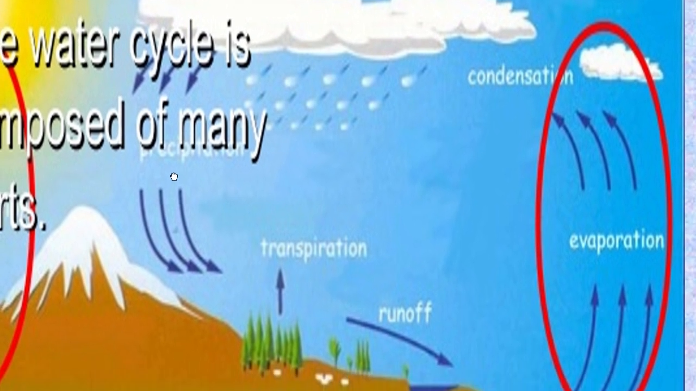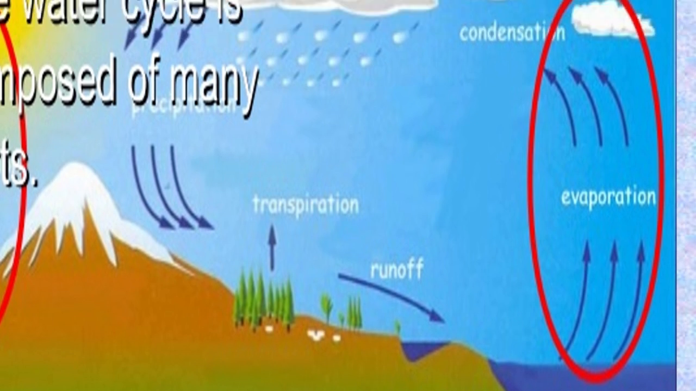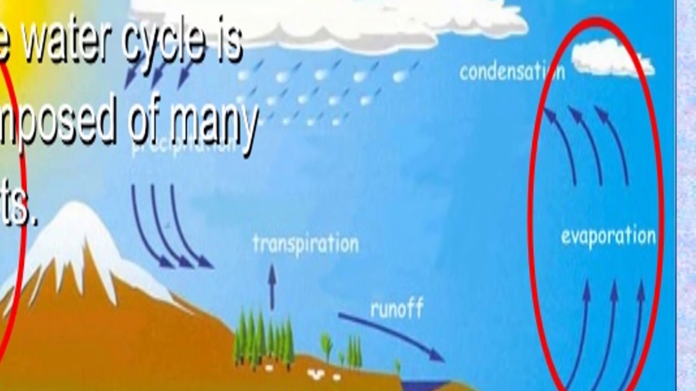The energy from sunlight heats up the water and converts this liquid into the gaseous form. This process is named evaporation. Water converts from liquid to the gaseous form. Why? Because of the energy of the sun. And it evaporates in the form of water vapors into the atmosphere.